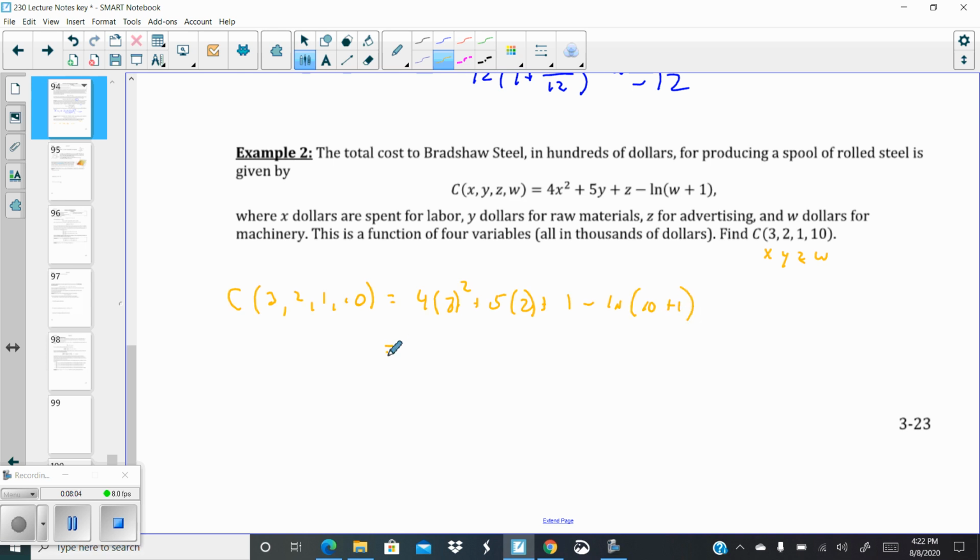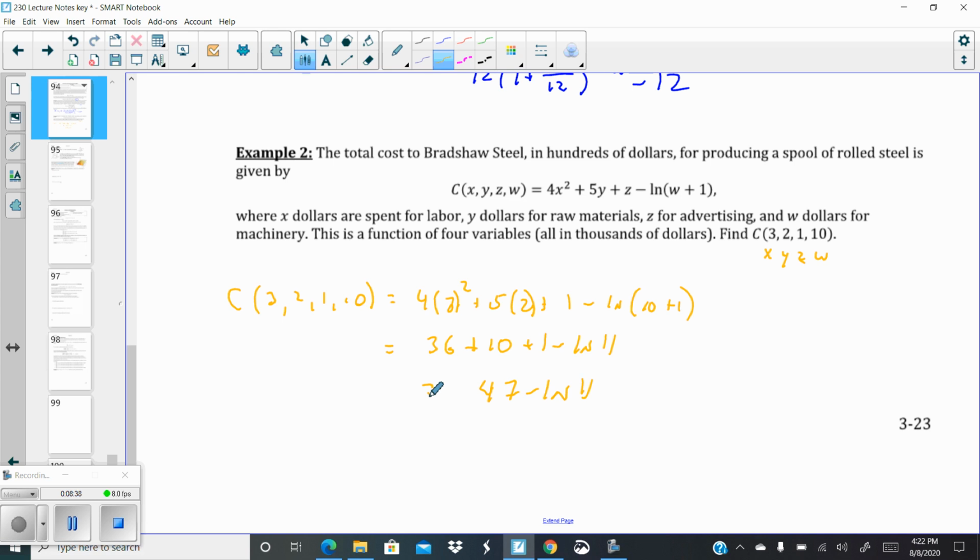So it looks like what we're going to get here is, see, that's 4 times 9, which is 36, plus 10 minus 1, plus 1 minus the natural log of 11. So it looks like we're going to get 46 minus the natural log of 11. So that's our total cost. What is it? I don't know. We're going to have to plug this into a calculator to get a decimal approximation here because we're dealing with money.